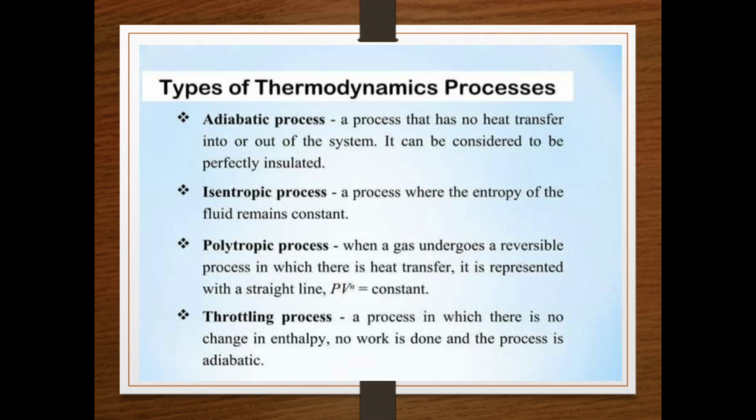Then isentropic process. This is a process where the entropy of the fluid remains constant. Then polytropic process. When a gas undergoes a reversible process in which there is heat transfer, it is represented with a single line, PV^n equal to constant.